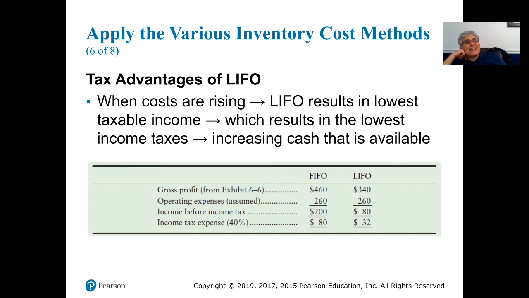But in most cases, we think less income, oh my goodness, that's not good. For most companies, we don't want that. We want more income. More income is more profits, more distributions to shareholders, especially for publicly traded organizations. They're biased towards higher income.